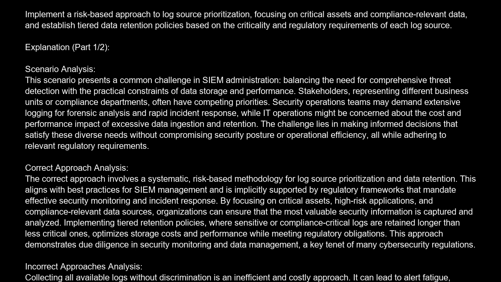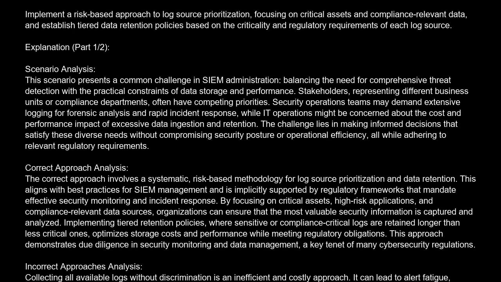Explanation. Scenario analysis. This scenario presents a common challenge in SIEM administration, balancing the need for comprehensive threat detection with the practical constraints of data storage and performance. Stakeholders, representing different business units or compliance departments, often have competing priorities. Security operations teams may demand extensive logging for forensic analysis and rapid incident response, while IT operations might be concerned about the cost and performance impact of excessive data ingestion and retention. The challenge lies in making informed decisions that satisfy these diverse needs without compromising security posture or operational efficiency, all while adhering to relevant regulatory requirements.